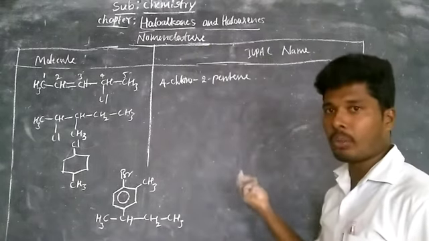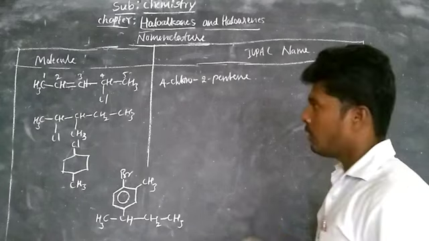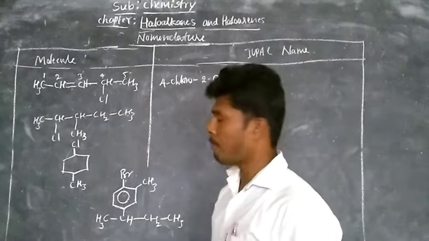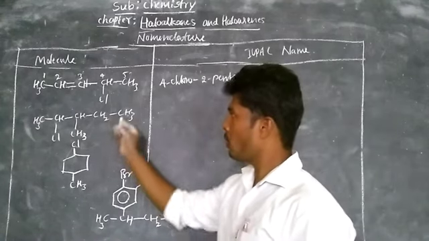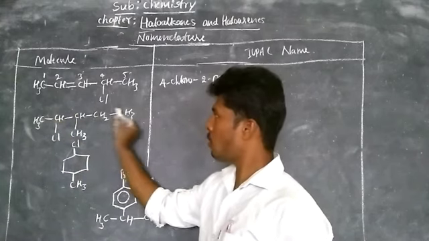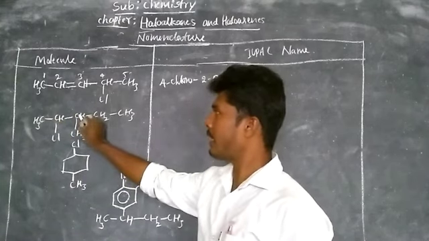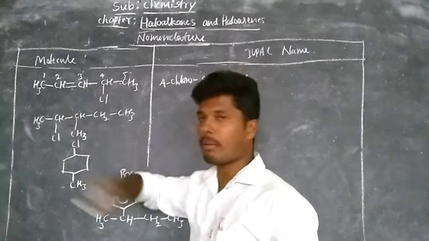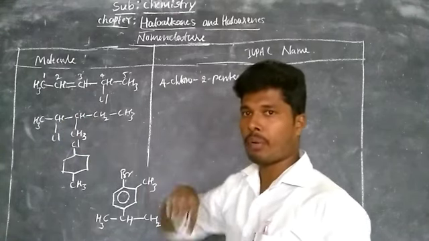2-pentene, or pent-2-ene, anyhow you can write. Now this is the second one. Here give numbers 1, 2, 3, 4, 5. From this side, this one gets 3 and 4. 3 plus 4 becomes 7. That is the sum rule, the lowest sum rule.